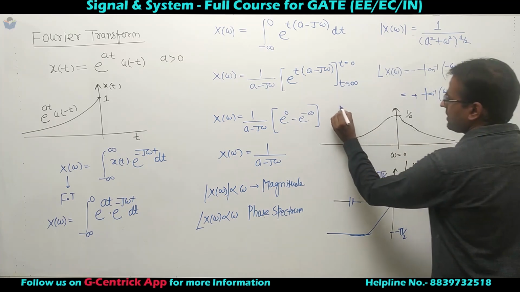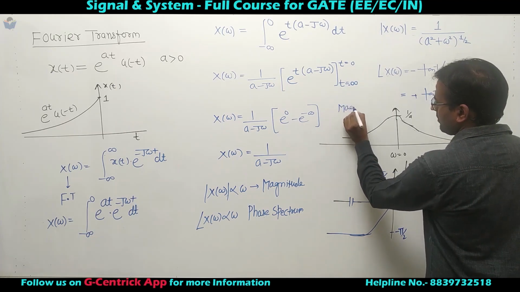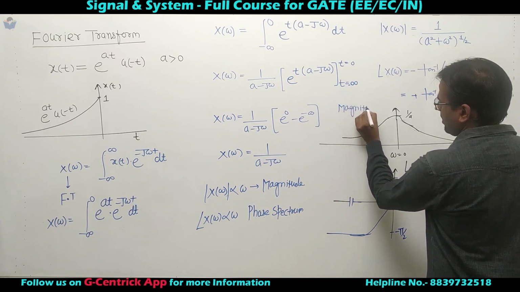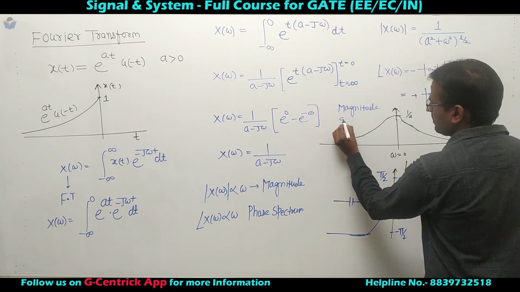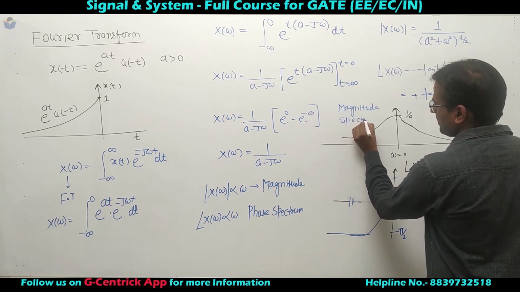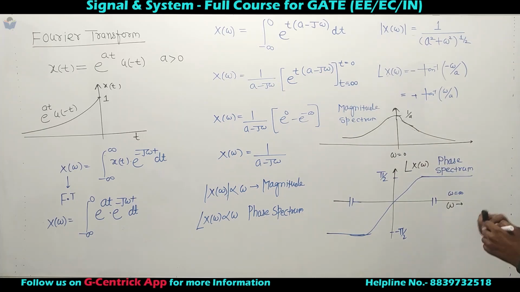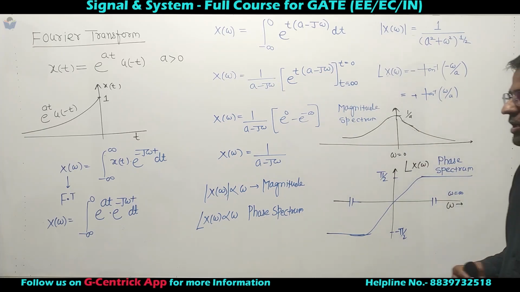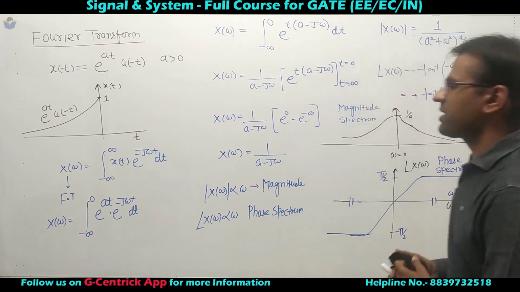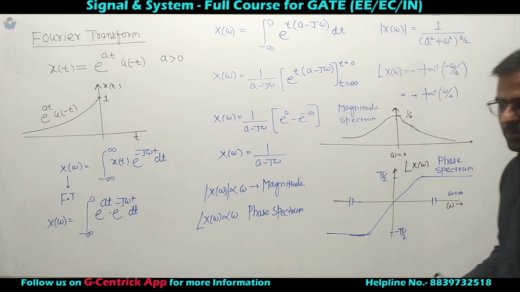And this is known as the magnitude spectrum of the e to the power at u of minus t function. Okay. So now let's calculate some more functions to get an idea of the Fourier transform.